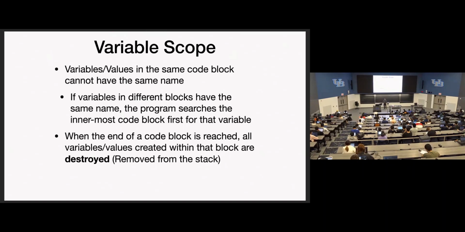And every time we hit the end of a code block, any variables that were declared inside of that block are destroyed. They're removed from the stack. They're going to be the last variables on the stack, so we can delete them, and we're just going to get rid of them. We're going to blow them up as soon as we hit that closing brace. Anything that was declared after that open brace, gone. It's all destroyed.